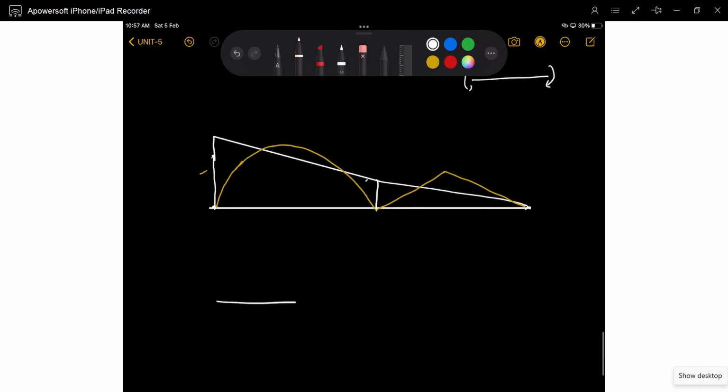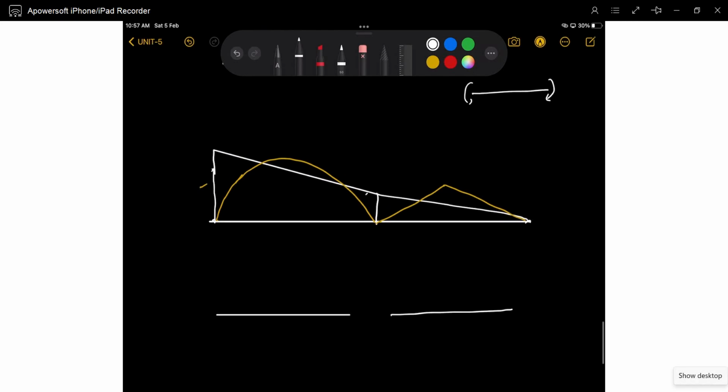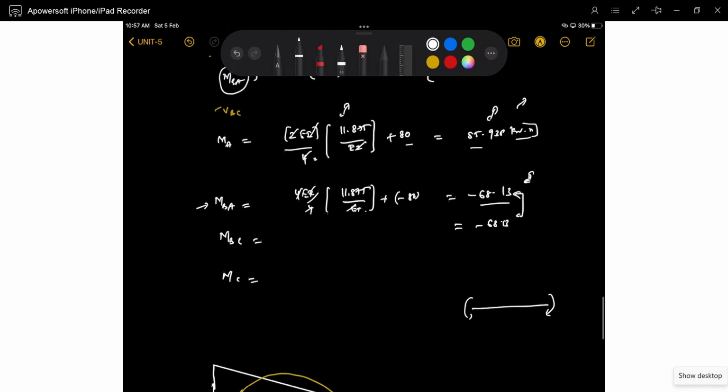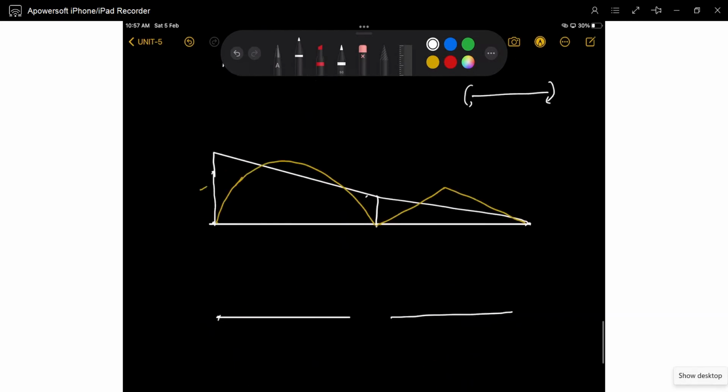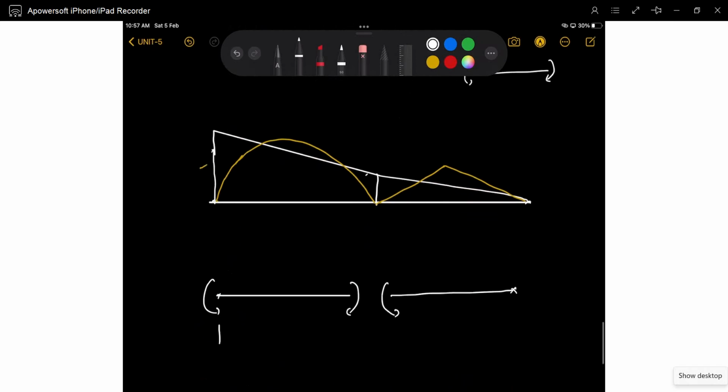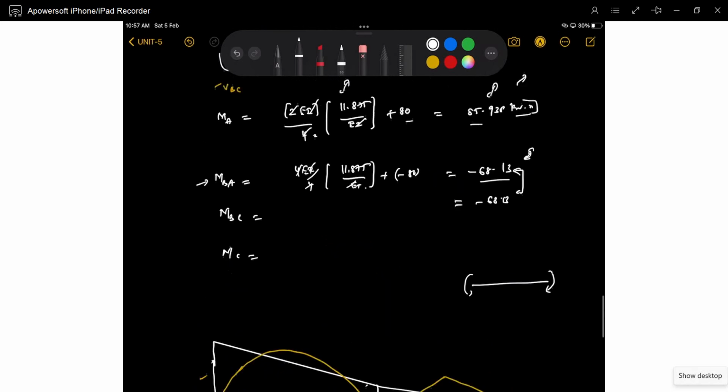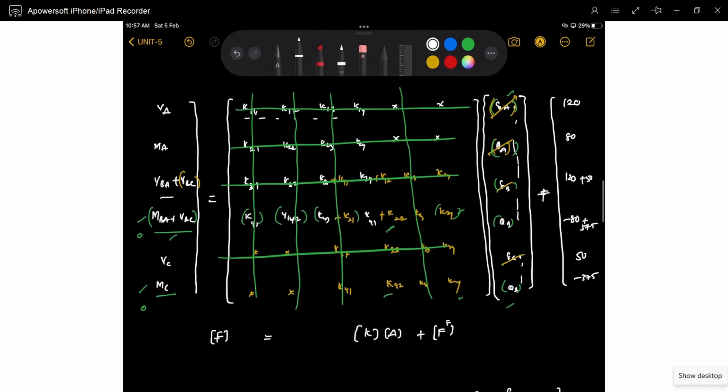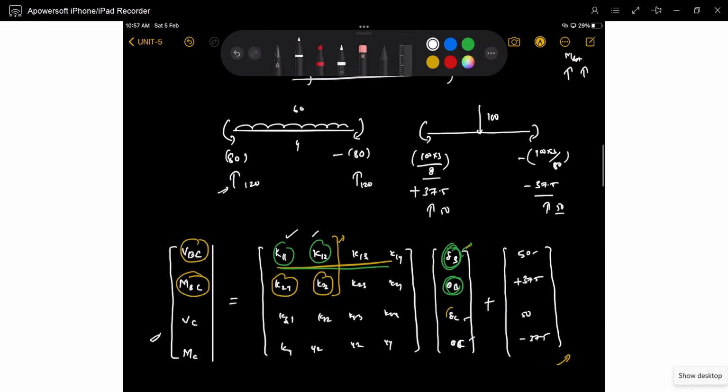Otherwise you can take this beam, this beam, this beam as simply supported. So what is this reaction? This moment is 85. This is 85. This is 68. This is also 68. This is 0. You can take it and find out the vertical reaction also. This value, this value, and this value, directly by the matrix, by the second matrix.